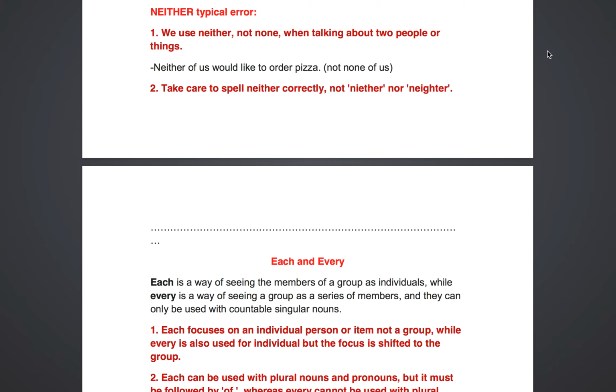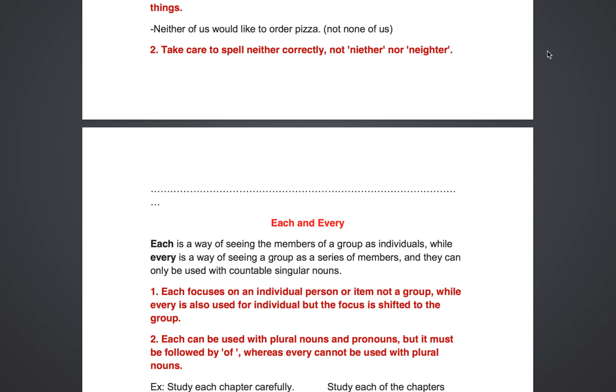Neither of us would like to order pizza. You cannot say "not none of us like to order pizza" because you refer to one of the two things that you have here.